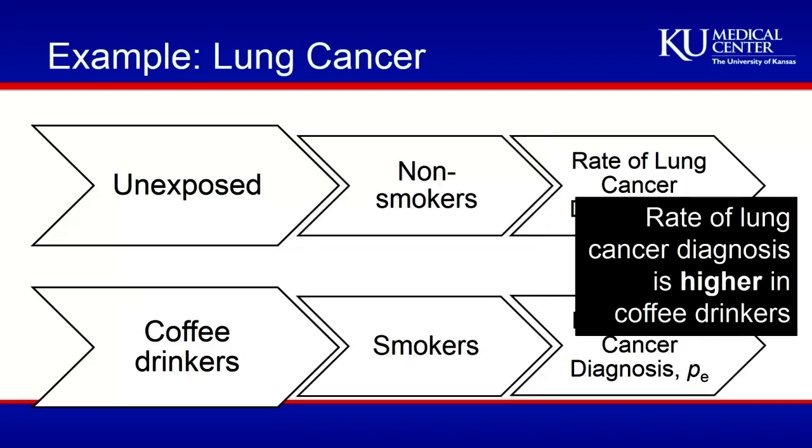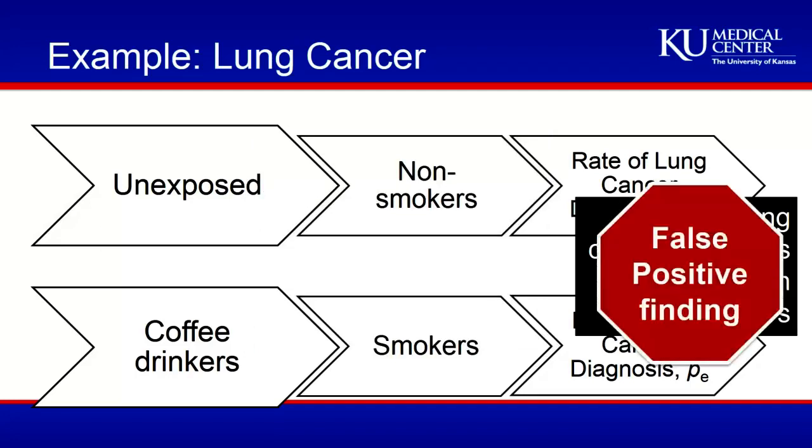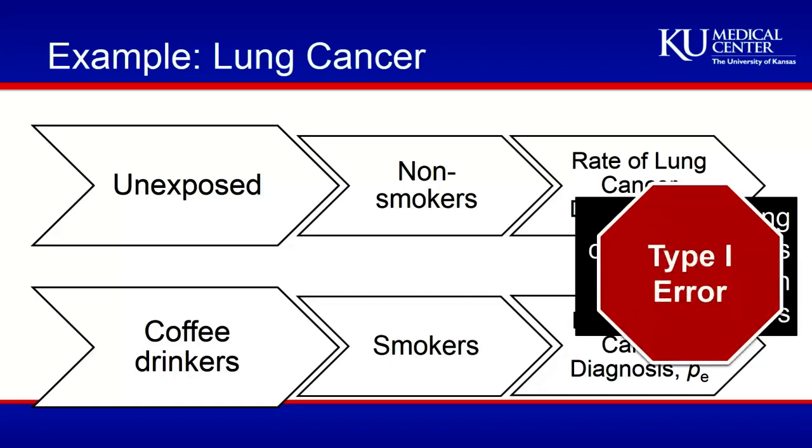So what is this result? It's likely a false positive finding, but again, we don't really know if that's the case. A false positive finding, by the way, some more terminology, is what we refer to as a type 1 error. It's finding an association when an association doesn't really exist. We never know if we're making a type 1 error when we make it.